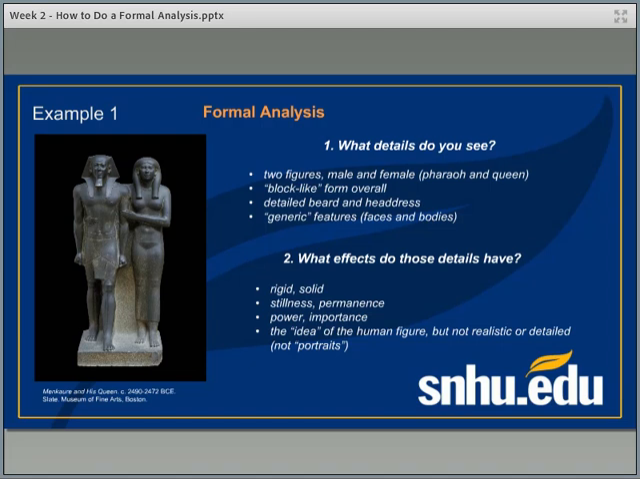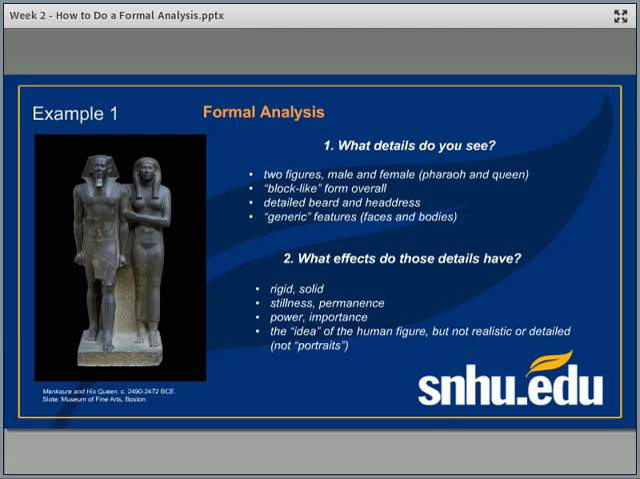The effects that those details can have on us as a viewer, we get a sense of rigidity or solid, kind of structured element here. Again, not those long, exaggerated, or elongated motions. It's block-like, so we get this sense of rigidity. That can also give us a sense of permanence or stillness. The figures have their legs astride just a little bit, but for the most part they're standing very still, and they are kind of two melding into one form here. So it gives us a sense of stillness as well as permanence.